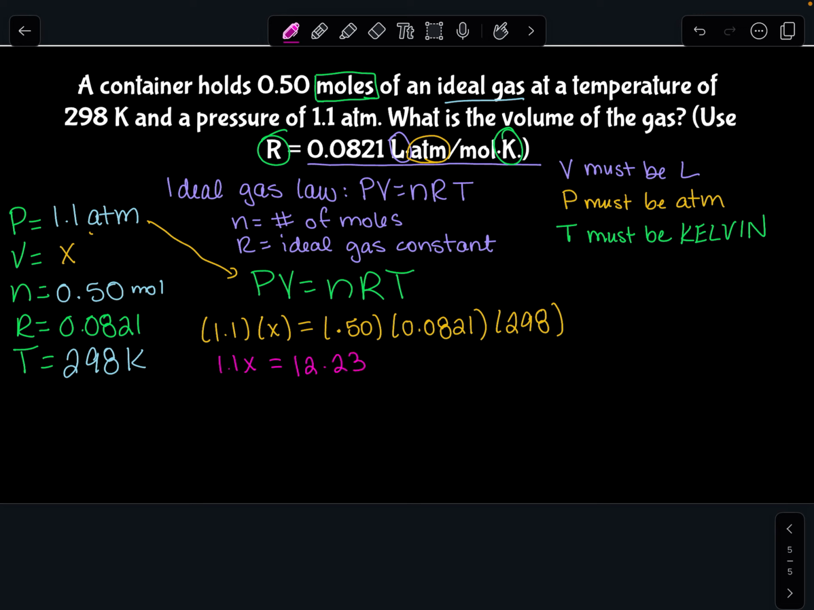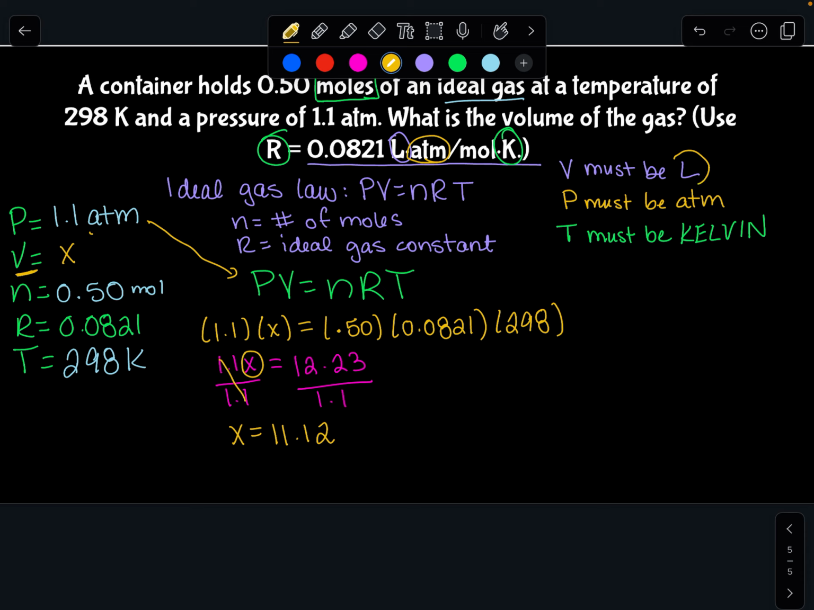To get x by itself, I'm going to divide each side by 1.1. That's going to cause the 1.1 to cancel out, leaving me with x. So x is going to equal 12.23 divided by 1.1, which equals 11.12. Well, what is x? We said x is a volume. For an ideal gas, my volume has to be in liters. So this 11.12 must be 11.12 liters.